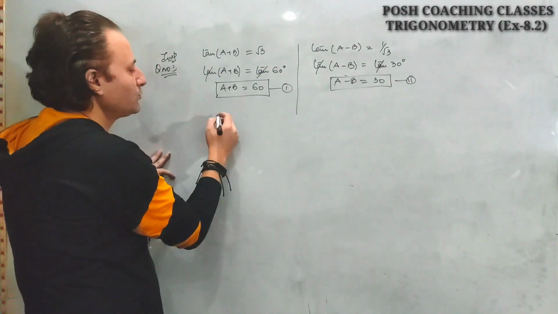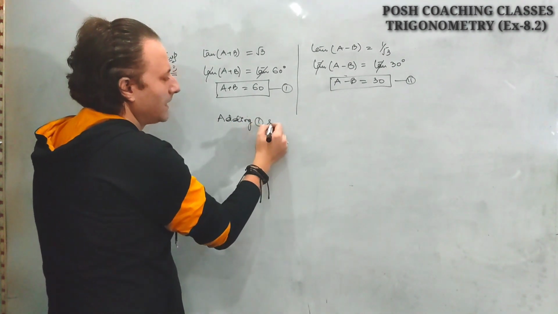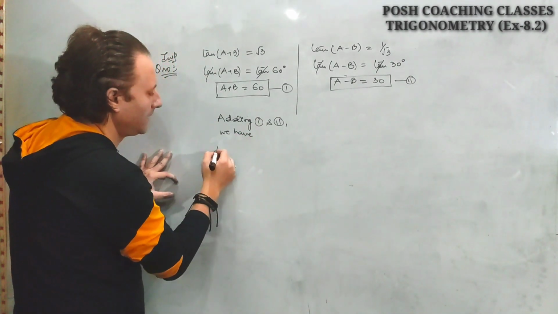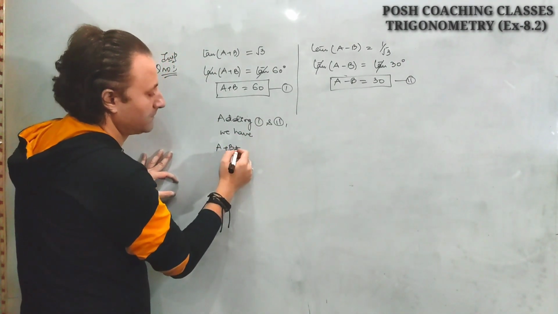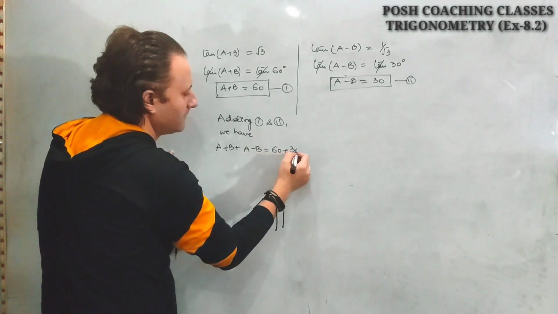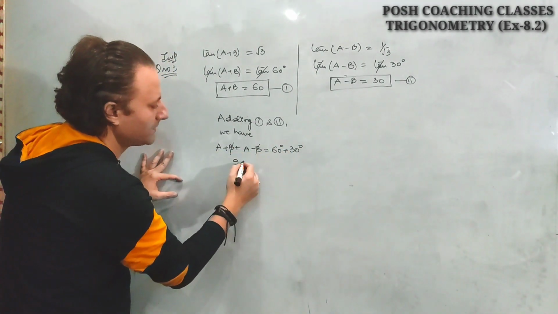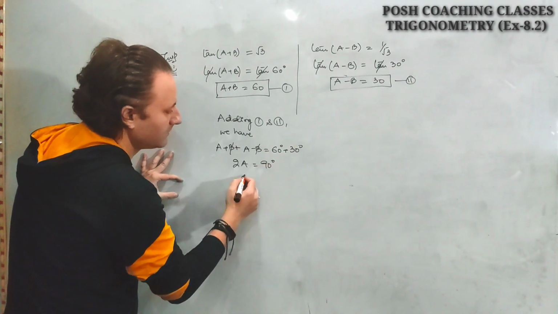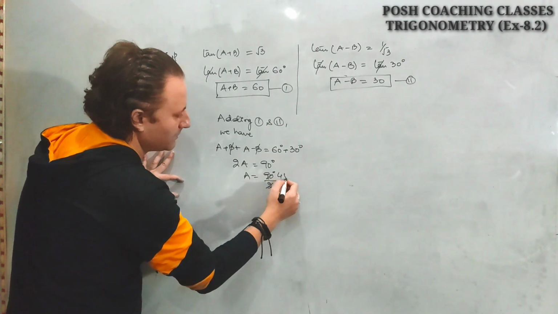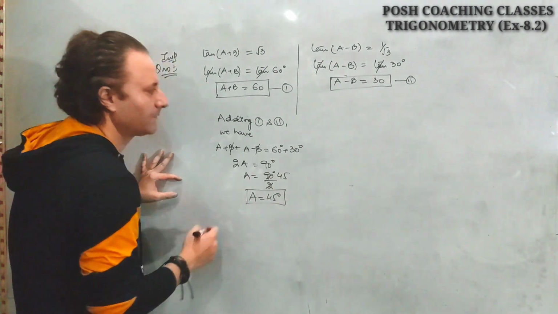Now I need to get the values. So what I will do, I'll add first and second. We have a + b plus a - b equals 60 plus 30. The b positive and b negative are gone, so we have 2a equals 90 degrees. a is equal to 90 upon 2, so 45. So the value of a is 45 degrees, right?